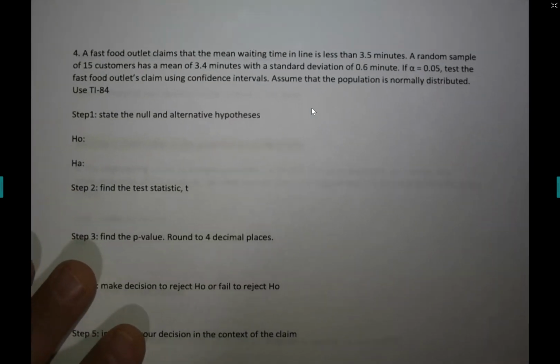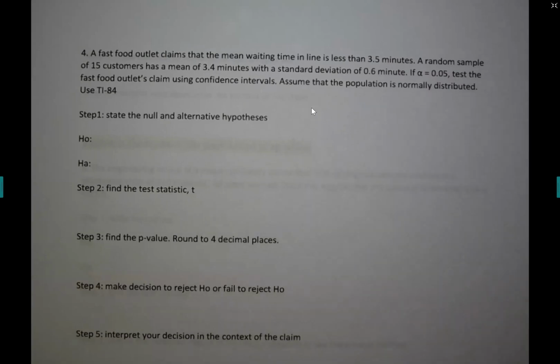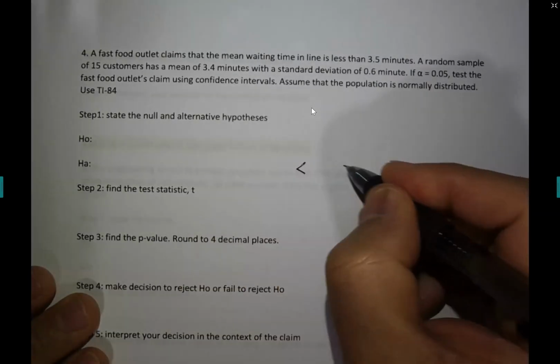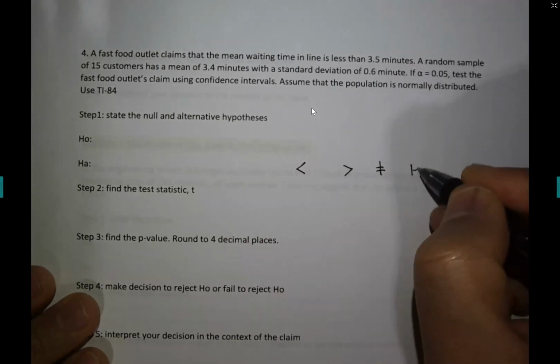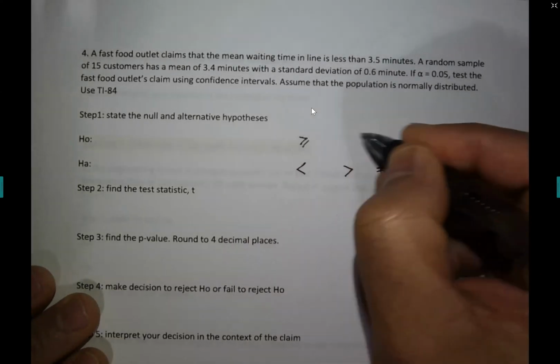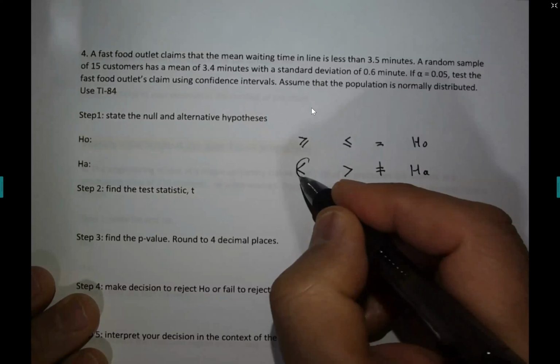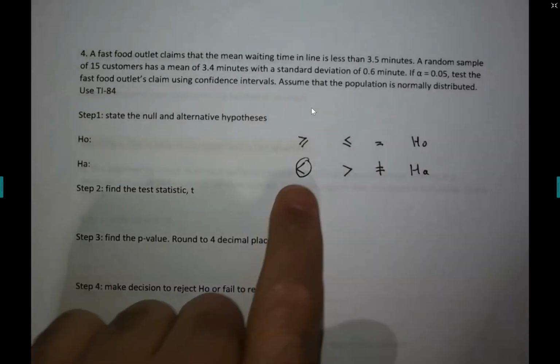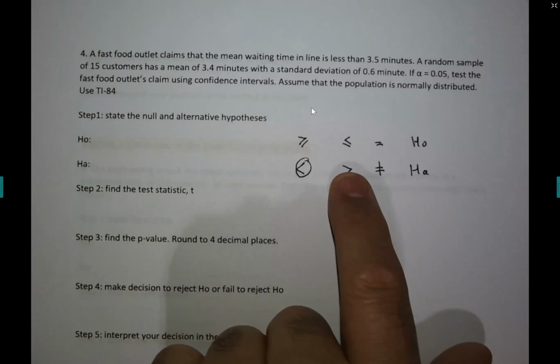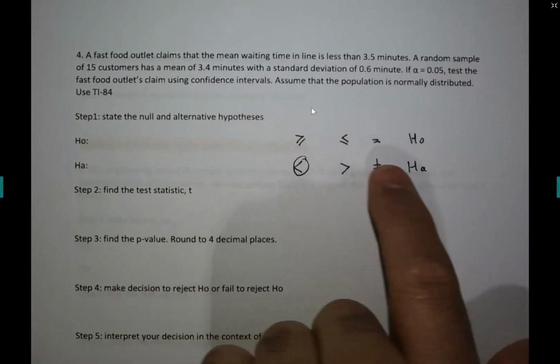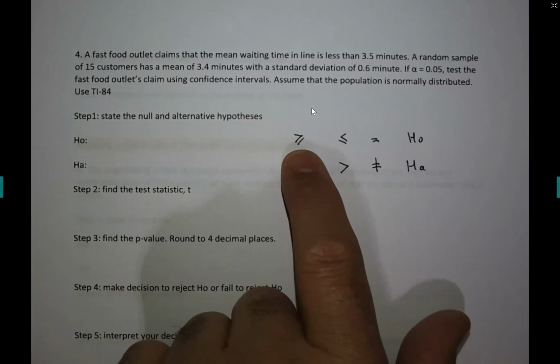Good question. A fast food outlet claims that the mean waiting time in line is less than 3.5 minutes. Okay, that's clear, guys. You should be able to write the null and the alternative. They're saying less than 3.5 minutes. Remember, guys, the less than, the greater than, the not equal to should be in HA. And then the greater than or equal to, less than or equal to, and equal to should be in HO. If I were you guys, I would write those always with any problem I do. I put those three signs in HA and put those three signs in HO.